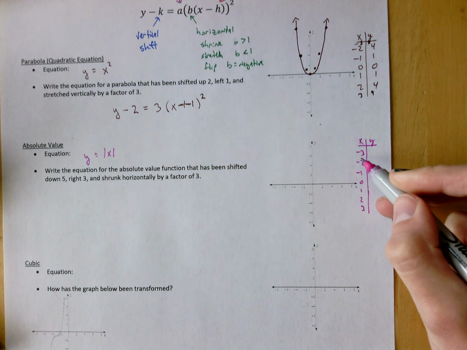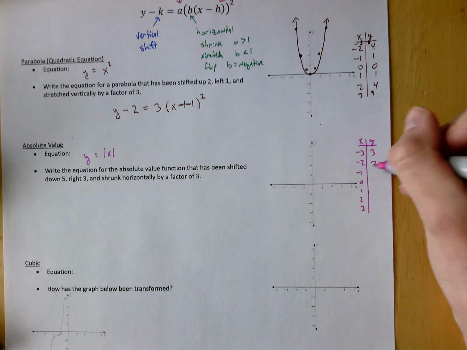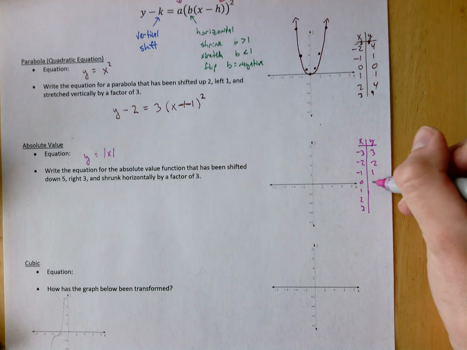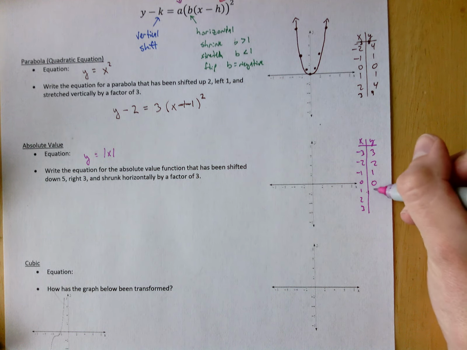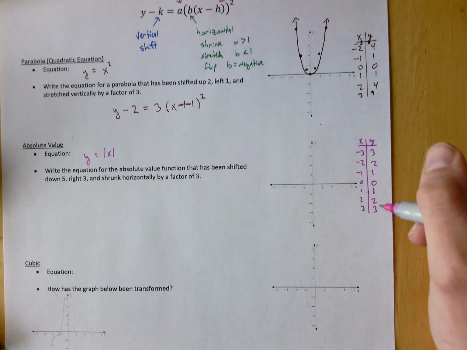right? How far is -3 from 0? 3 spaces. How far is -2 from 0? 2 spaces. How far is -1 from 0? 1. How far is 0 from itself? It's not. How far is 1 from 0? 1. 2 from 0? 3 from 0. Okay, so it basically makes them all positive.